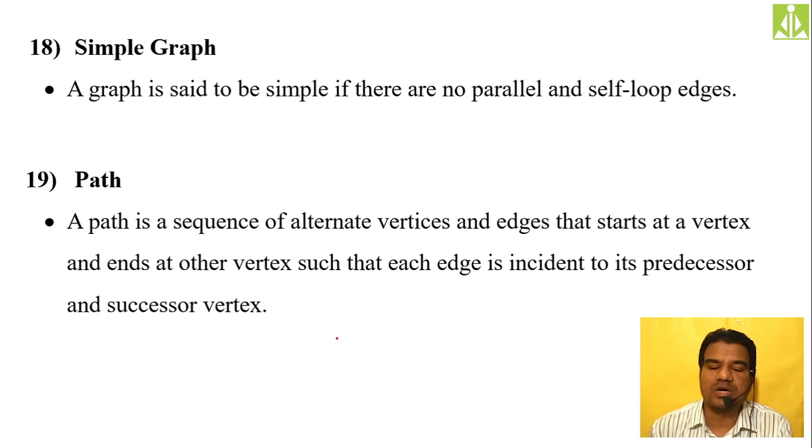Hopefully you understood. Then what is a path? The movement from one vertex to another vertex, how you are reaching, what edges you are crossing, what vertices you are crossing, what edges you are touching, all those things you can call a path.